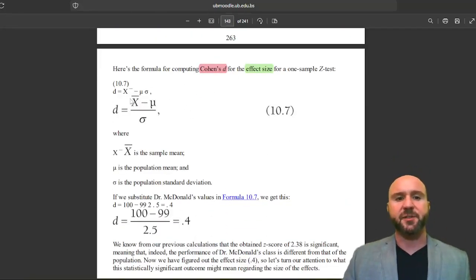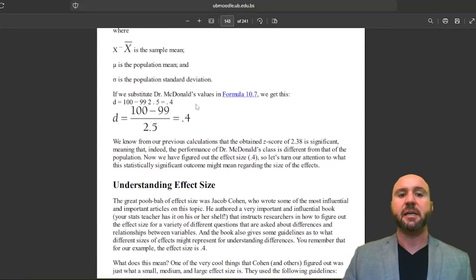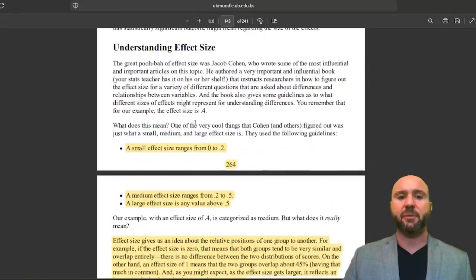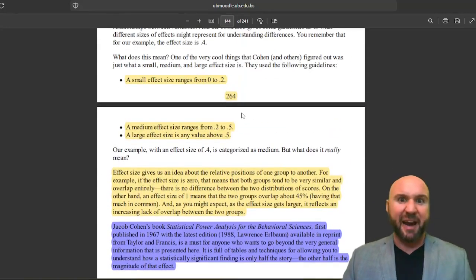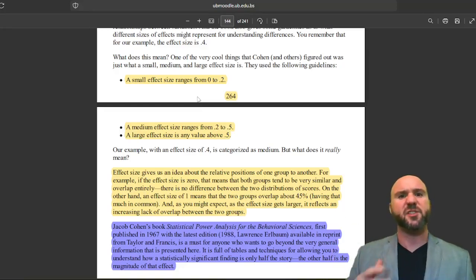It was very simple. The sample mean compared to the population mean divided by the population standard deviation. And then it gives us a coefficient that we have to compare to other results. And there's a general rule about the size of the effects. And then you'll use language to communicate this to other people.